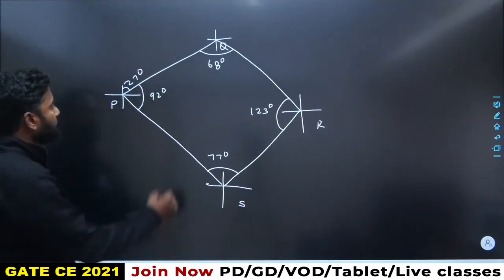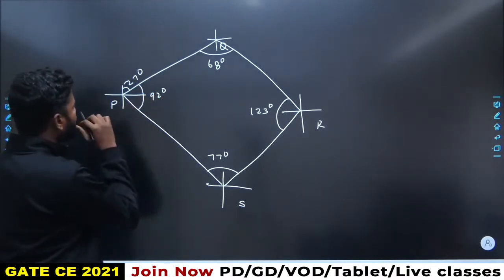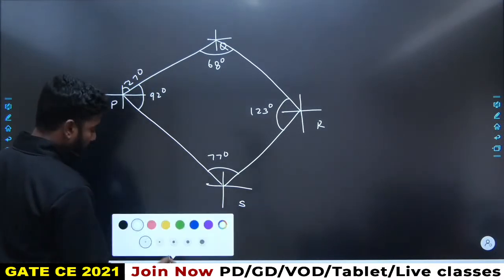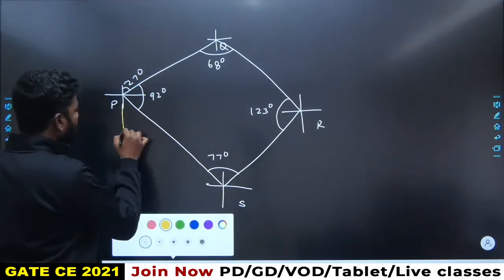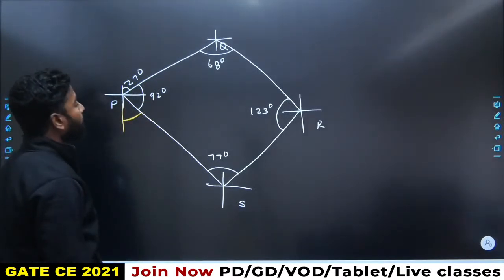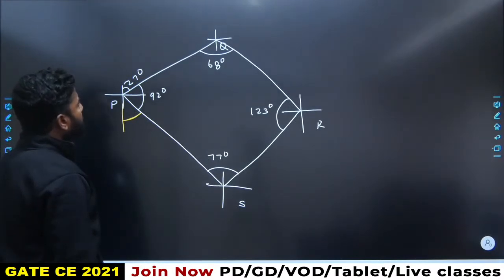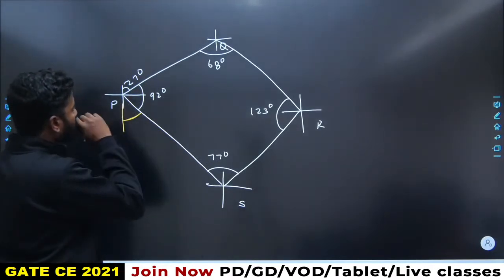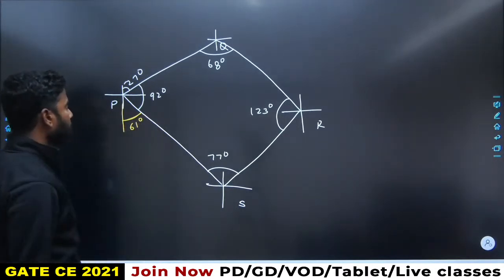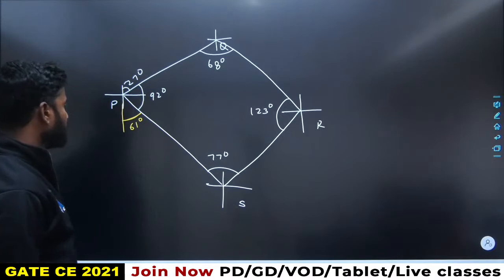If this is 27 degrees and this is 92 degrees, what would be this angle? This angle would be 92 plus 27, that is 119, and the remaining is 61 degrees. Fine, so this is 61 degrees.